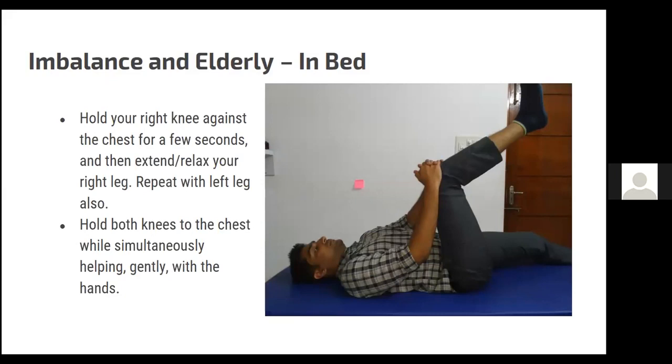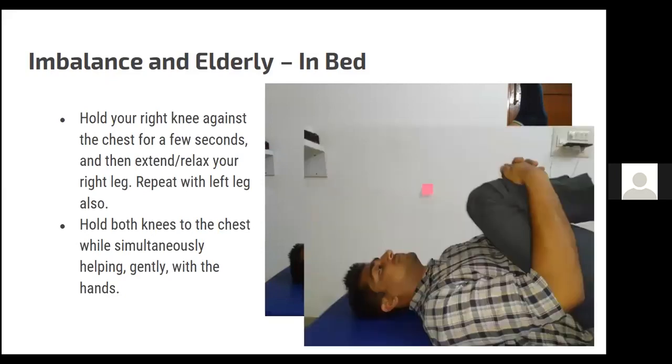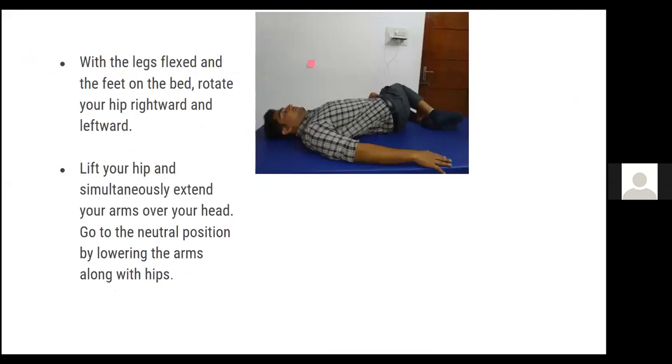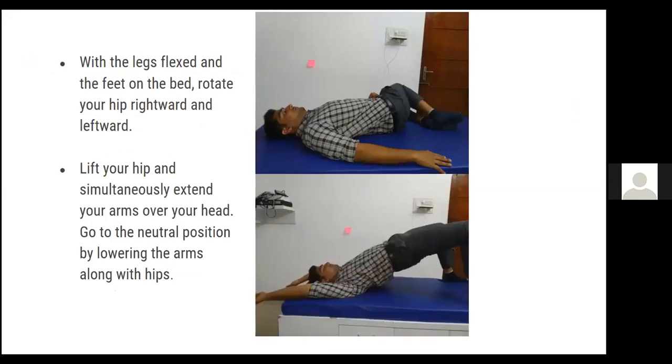Then hold both the knees to the chest while simultaneously helping with the hands. With the legs flexed and feet on the bed, rotate your hip rightwards and leftwards. You can see the images also. Similarly, lift your hip and simultaneously extend your arms over the head and then go back to the neutral position by lowering your arms along the hips.